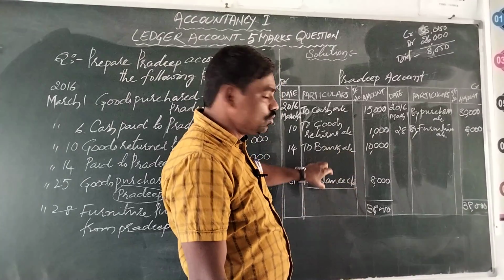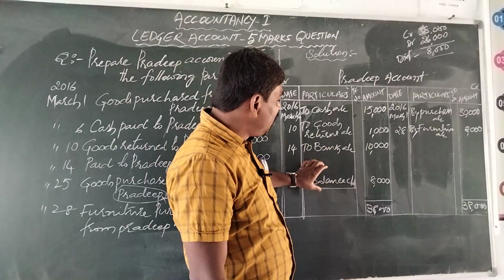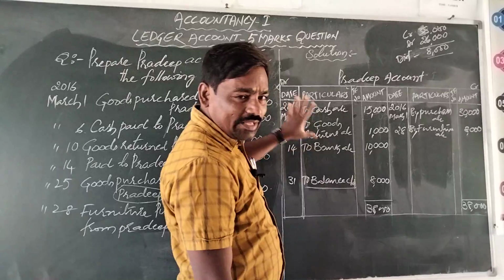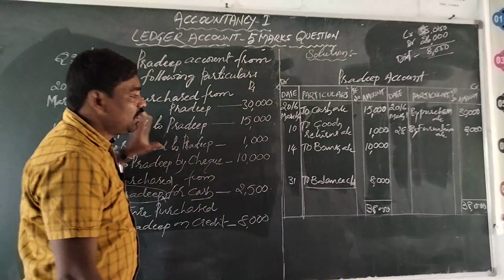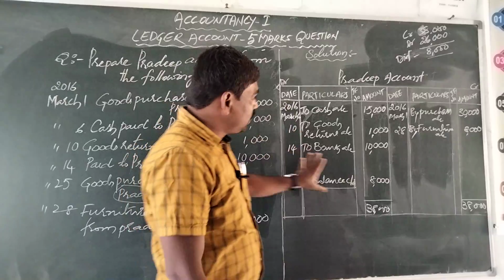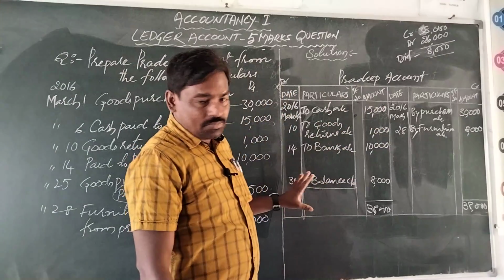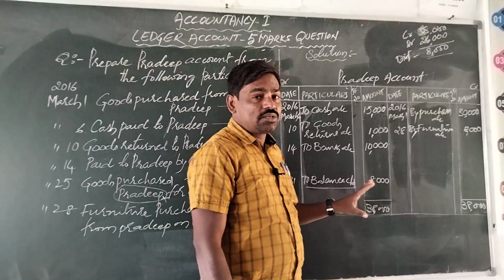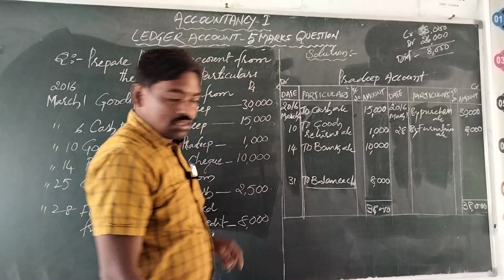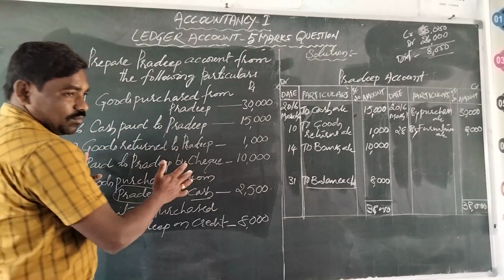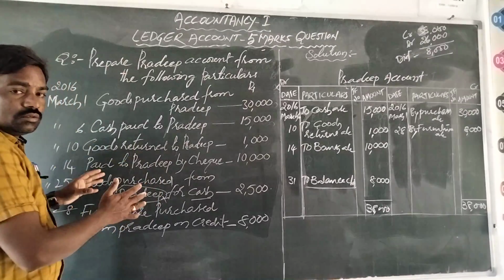In this way you can find the closing balance in the ledger account, and you need to prepare the ledger account like this for the given problem in the annual examination. Okay students, if you prepare the account like this, then you will be given 5 marks, and you will score 5 marks.